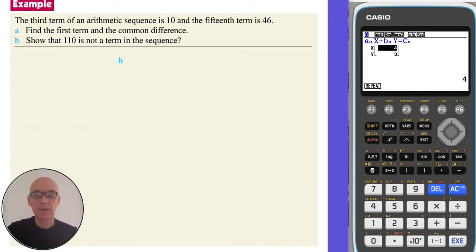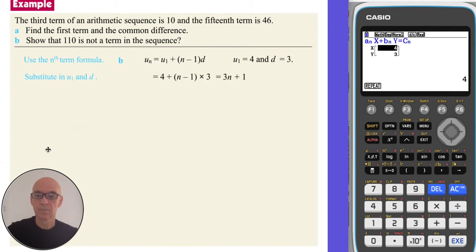In part B, we're asked to show that 110 is not a term in the sequence. If we start by using the formula for the nth term, which is given in your formula booklet, and substituting in the values of U1 and D that we found. So replacing U1 with 4, first term is 4, and D with 3, and if you wish, you can simplify the expression.